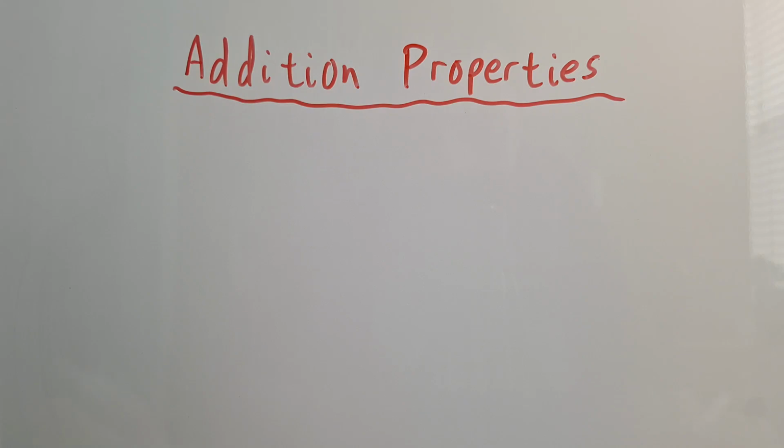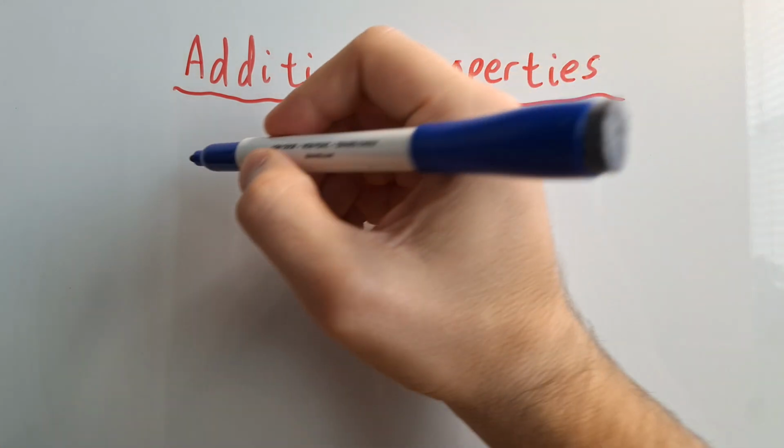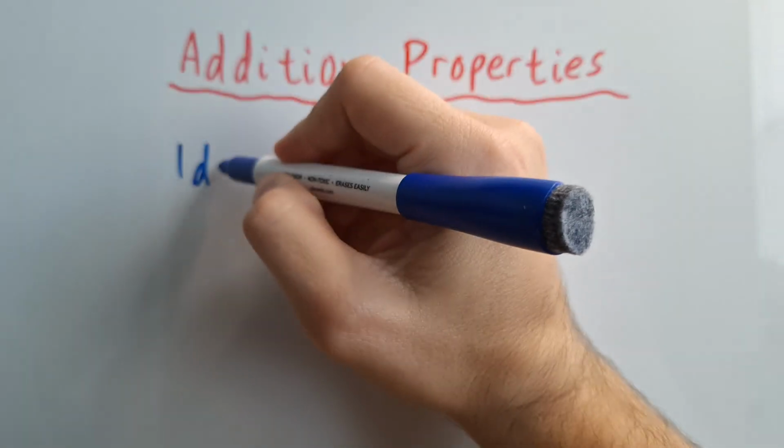Hello everyone, in this video I'm going to talk about a few addition properties. So here I'm going to show you two properties. The first one is known as the identity property of addition.